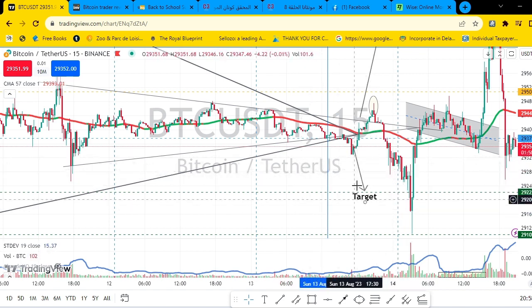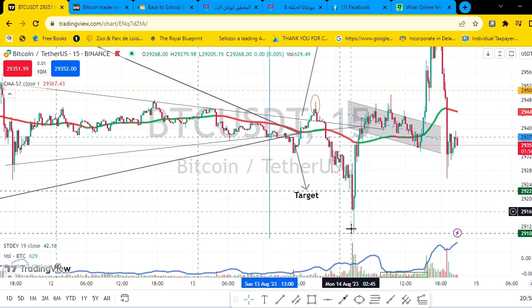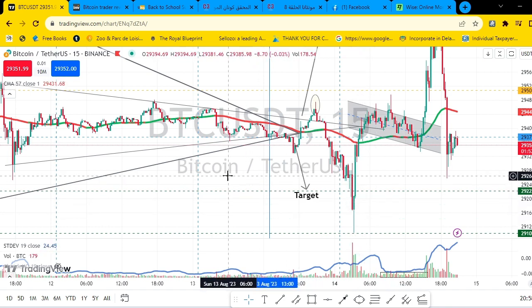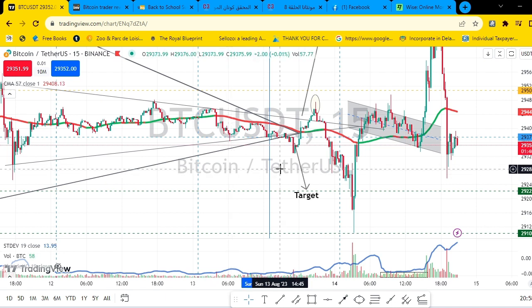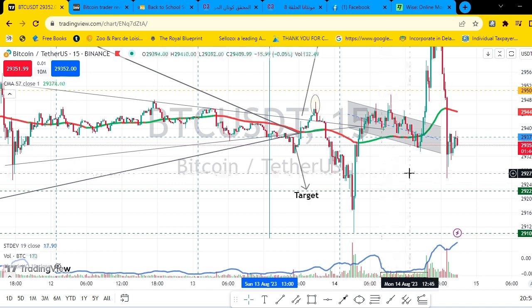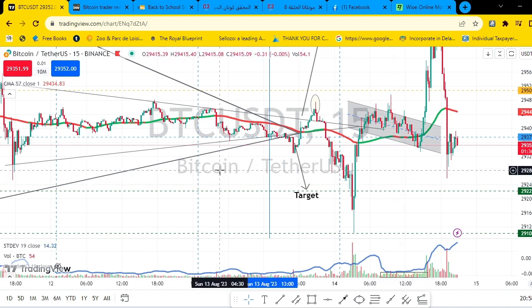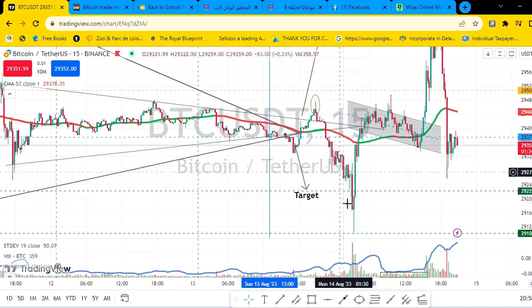That was, as I said, during the Asian session. That session is normally a very strong session to trade. I normally don't trade on the Asian session because in our time it is too late. So I don't trade at midnight our time. That move happened after midnight.